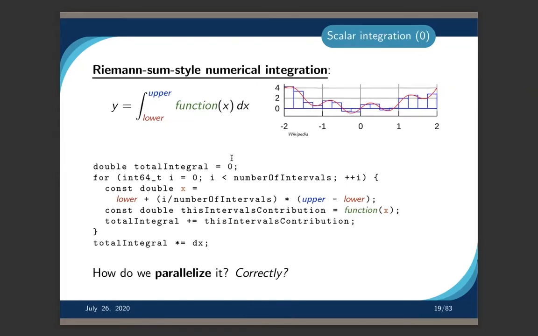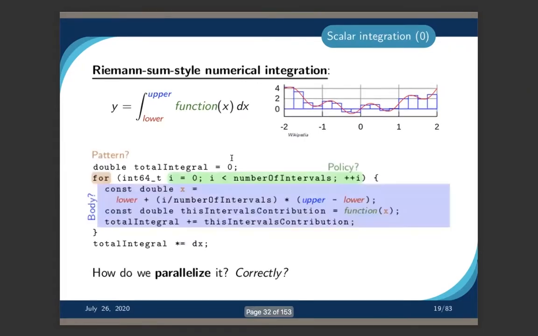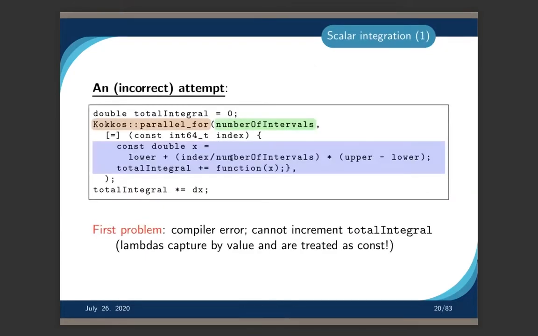And how do we parallelize that correctly, right? I mean, we saw there's a range call, and there's a loop body. Didn't we see that just now? So let's just use a parallel_for. And if you do that, you get this compile time error I just mentioned, right? You can't sum into total integral because total integral is const.